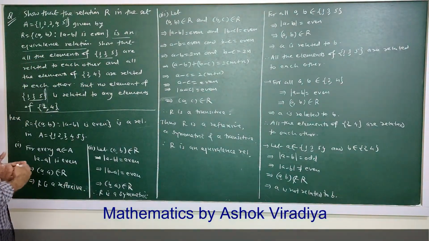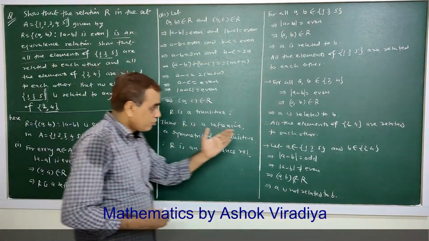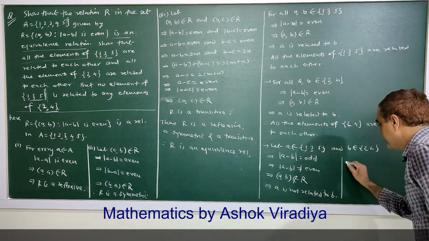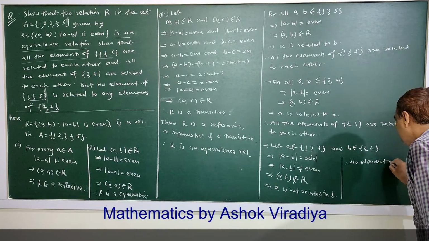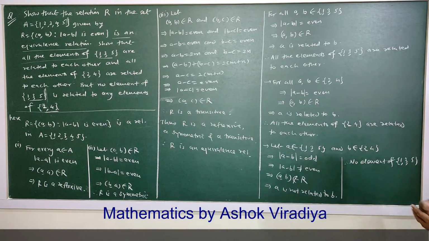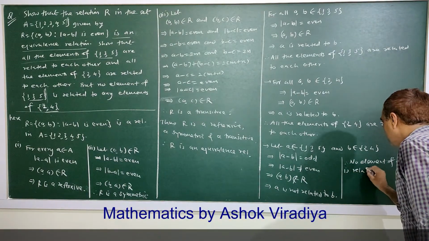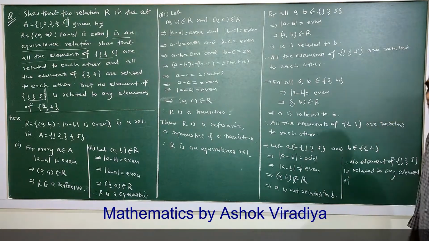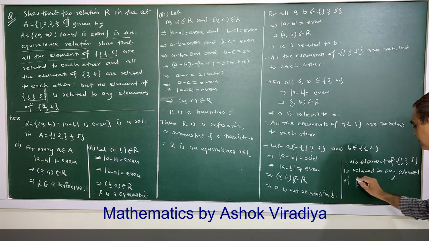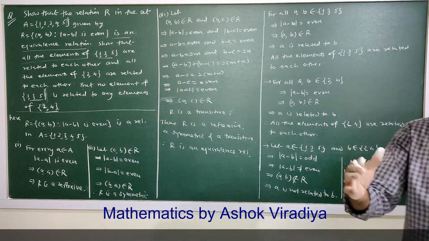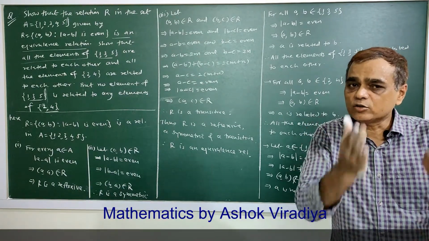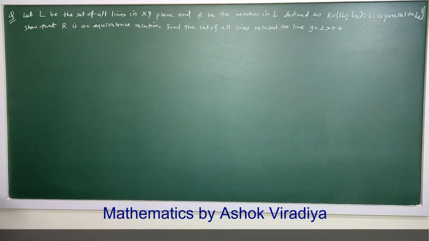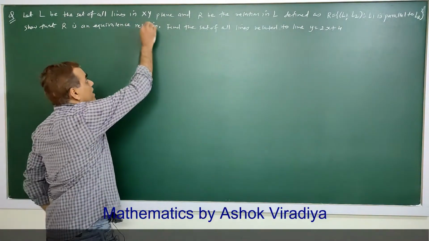That means if we take any element from this set and another element from this set, then they are not related to each other. So that means no element of {1, 3, 5} is related to any element of {2, 4}. So (a, b) belongs to R, that means a is related to b, or b is related to a. Now the question is, let L be the set of all lines in the XY plane.